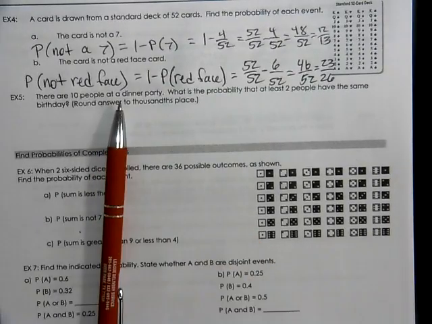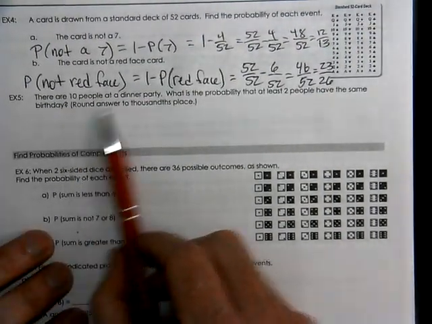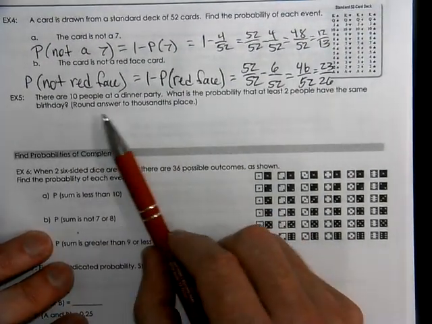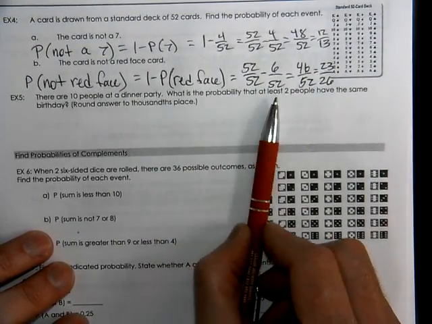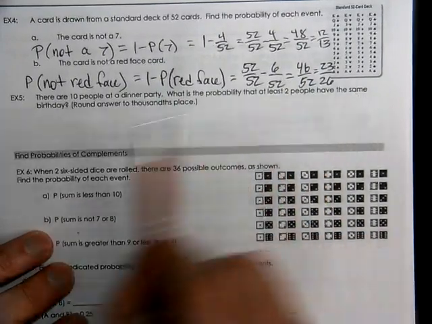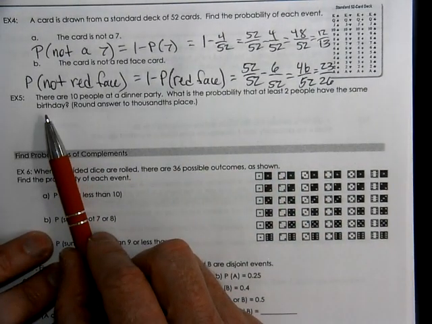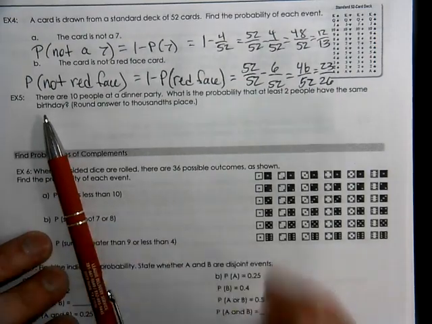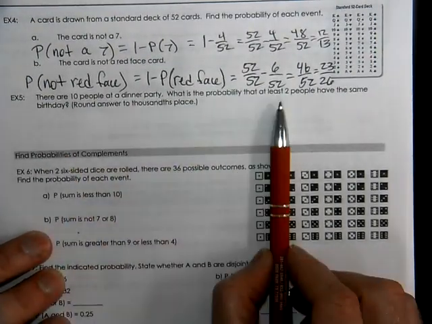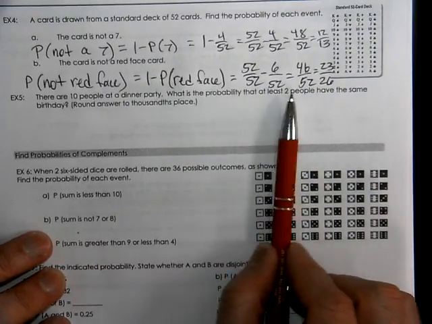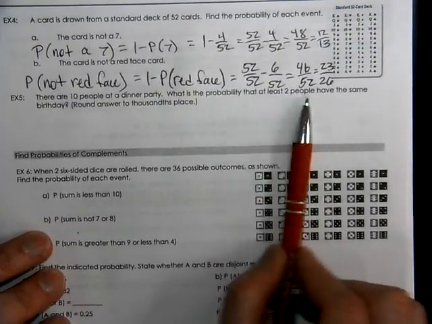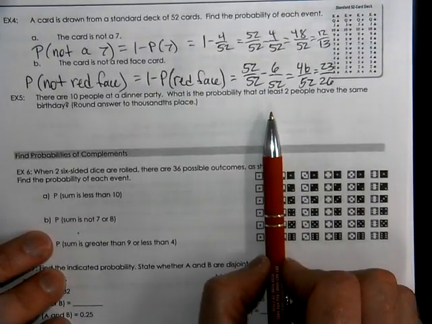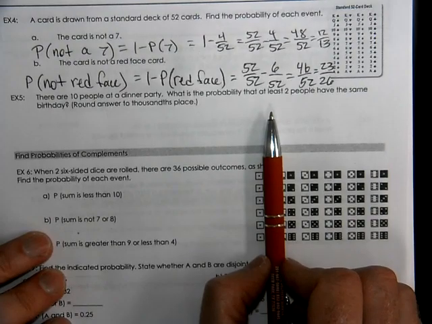Okay, here's kind of a complicated one. Listen to this one. There are 10 people at a dinner party, or 10 people that walk into the class, or 10 people somewhere. What is the probability that at least 2 have the same birthday? Okay, that somebody in there shares a birthday with another. That's what they're asking. So you would have to find the probability of 2, then you have to find the probability of 3, then 4, then 5, then 6, 7, 8, 9, and 10. That would be a lot of work. That would be pretty tough.